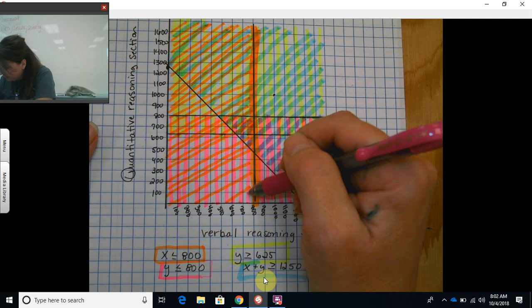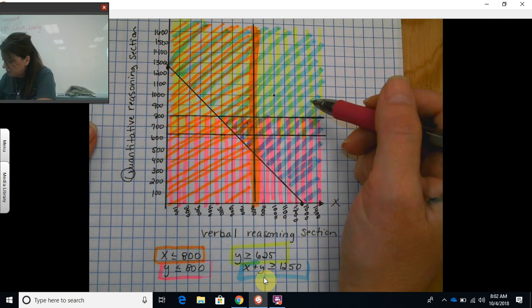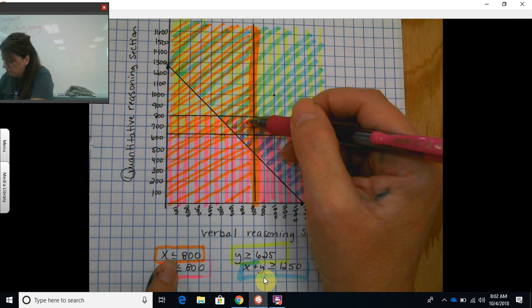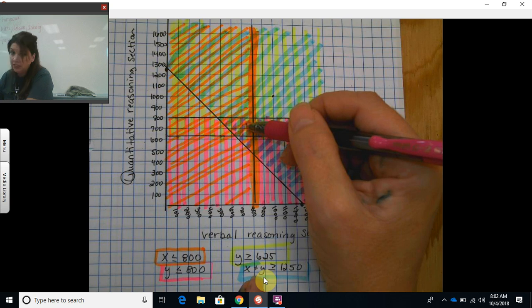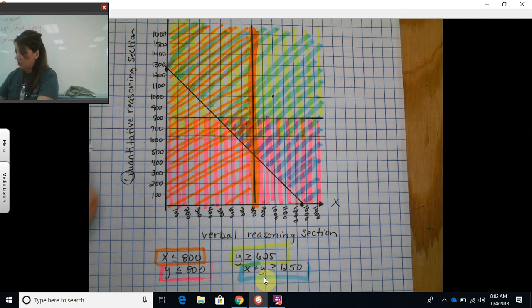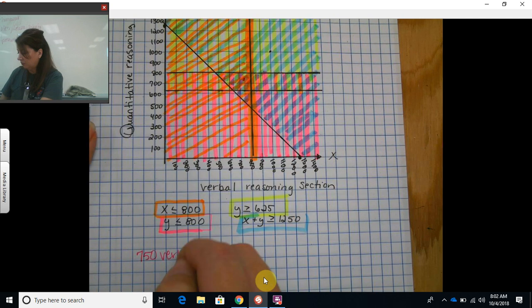Let's see. Does 750 look like it's in the region where everything overlaps? Yep. Is 750 less than or equal to 800 on the x-axis? Is 750 less than or equal to 800 on the y-axis? Yes. On the y-axis, is it greater than or equal to 625? Is 750 plus 750 greater than or equal to 1,250? Yes. So that makes all of them true, right? So that is a possible score. 750 verbal, 750 quantitative. I'm just going to list some possible scores.